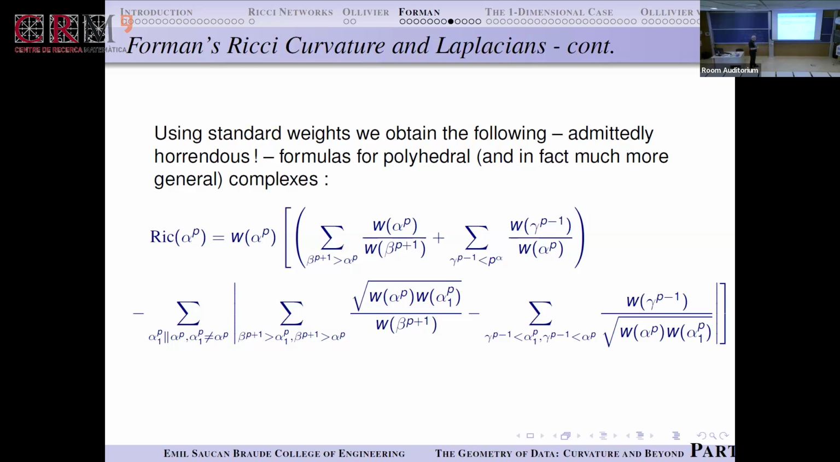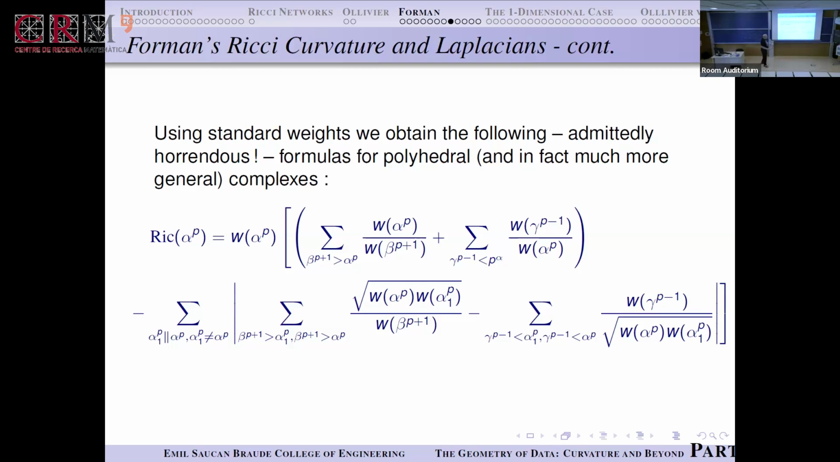So if you want to attach a curvature, or Ricci curvature, to a face of dimension p, you only look at that face, the weight of that face, and the weights of the higher dimensional cells to which this is a face. So if you have an edge, you look at the weight of this square and the weights of its faces. If you have an edge again, you look at the weights of the nodes. If you have a square, you look at the weights of the edges.